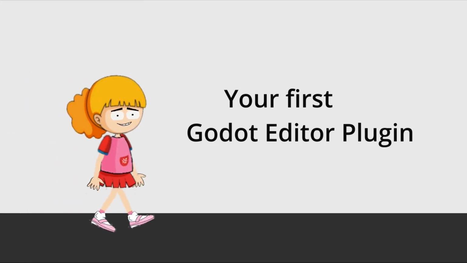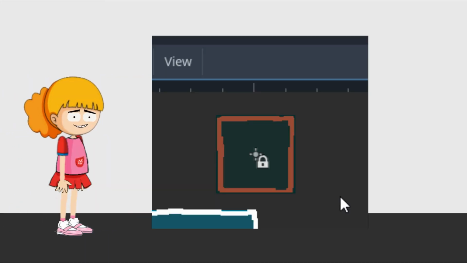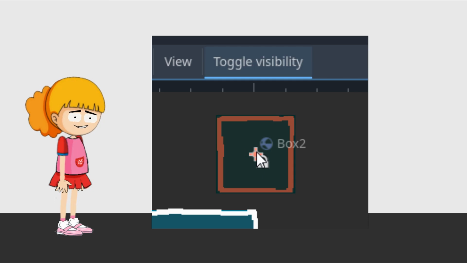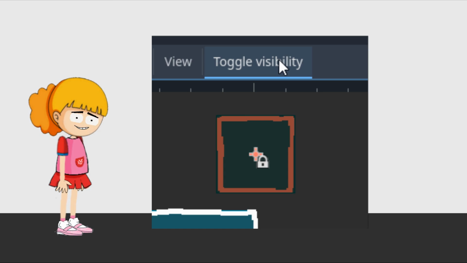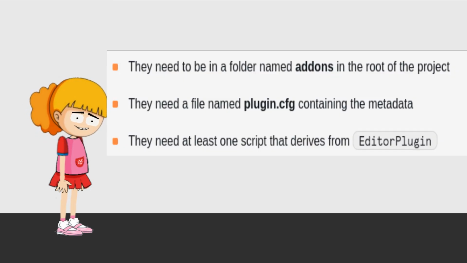Creating your first editor plugin. For your first editor plugin, you'll add a button to the toolbar that toggles the visibility of a selected node. Plugins need 3 things to work.